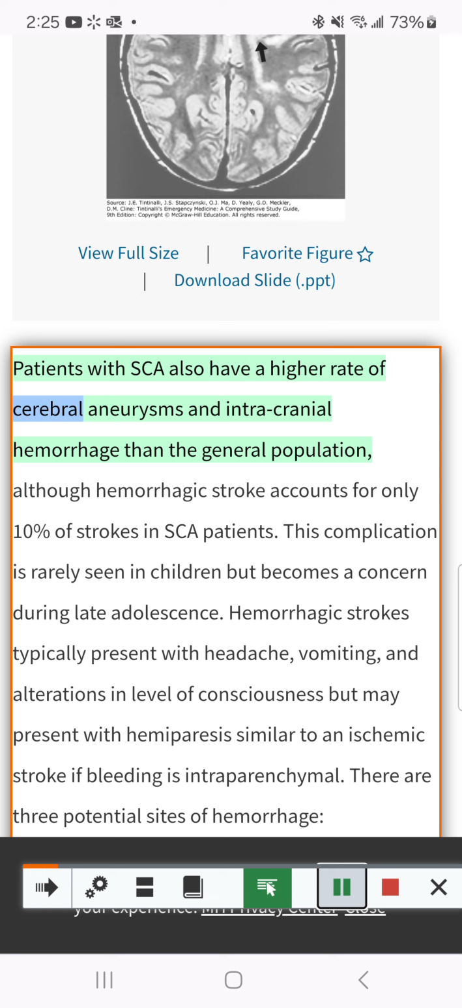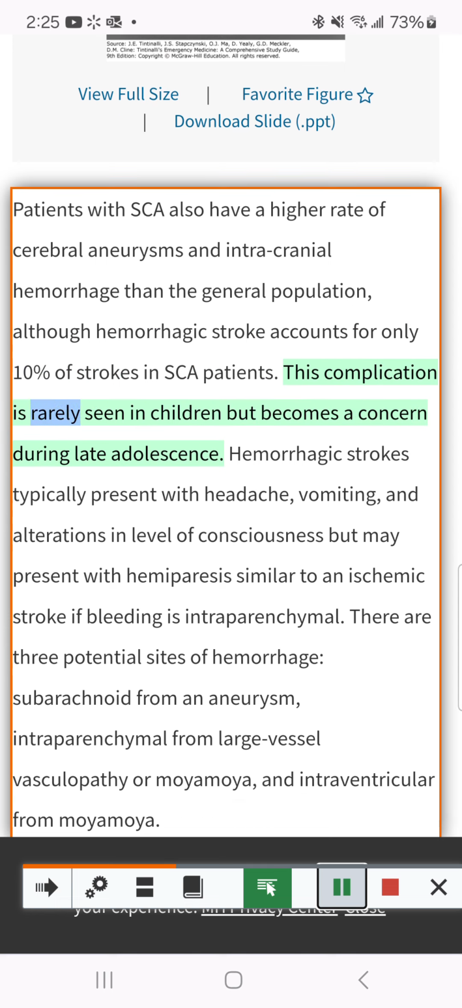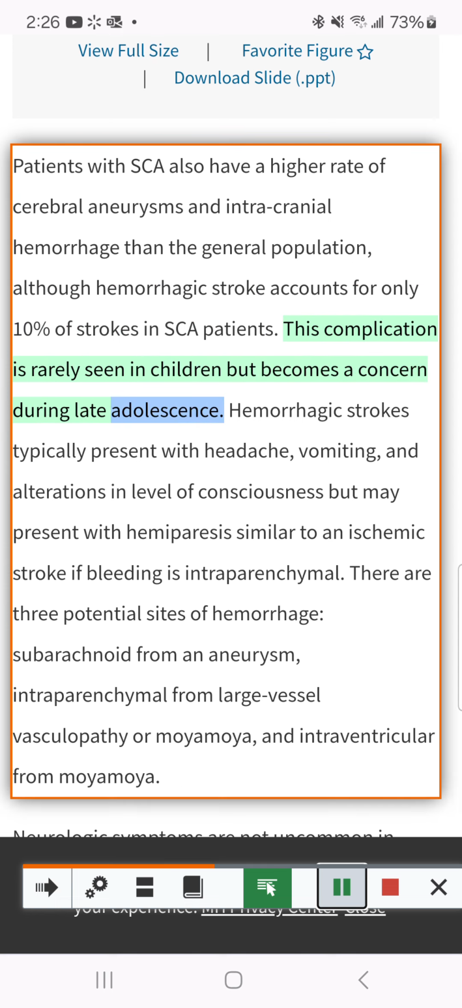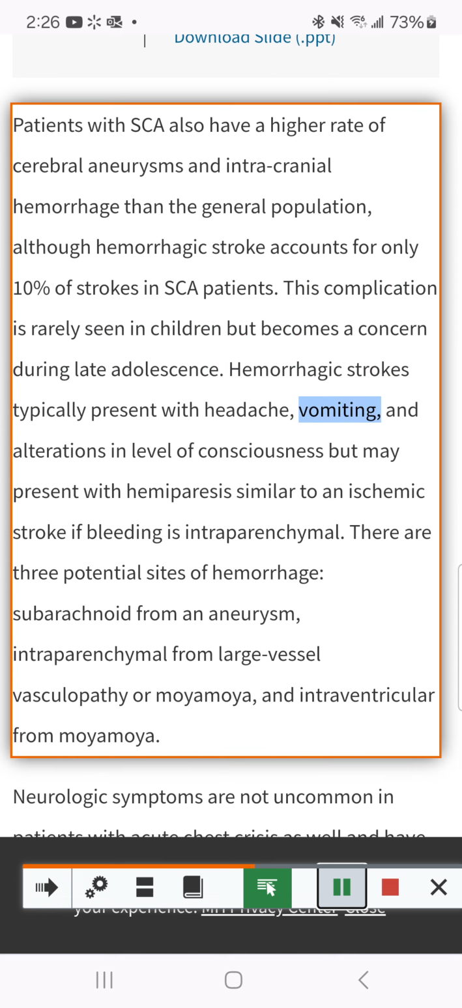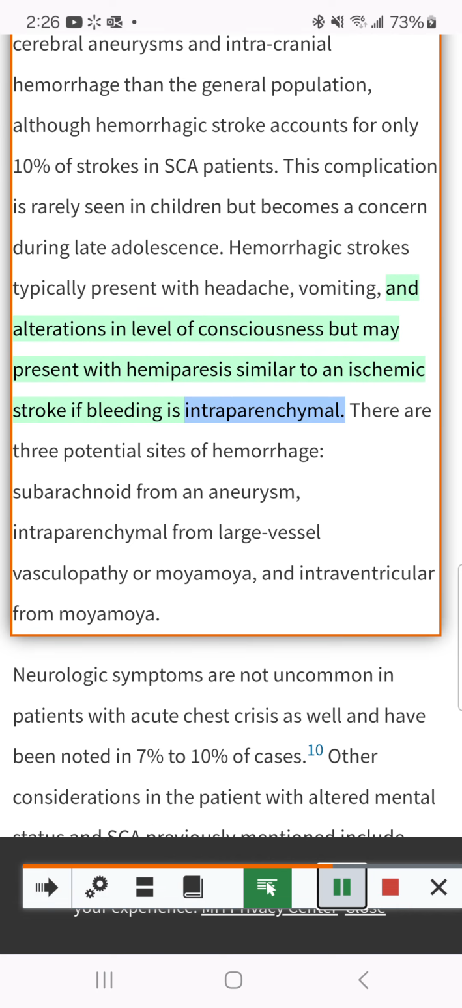Patients with SCA also have a higher rate of cerebral aneurysms and intracranial hemorrhage than the general population, although hemorrhagic stroke accounts for only 10% of strokes in SCA patients. This complication is rarely seen in children but becomes a concern during late adolescence. Hemorrhagic strokes typically present with headache, vomiting, and alterations in level of consciousness but may present with hemiparesis similar to an ischemic stroke if bleeding is intraparenchymal.